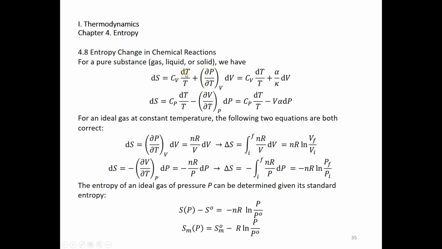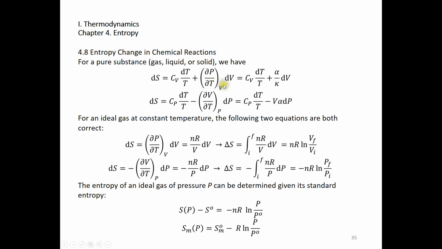When the temperature change and volume change are given, we can use either this equation or this equation. They are equivalent to each other. However, it's usually easier to use this first equation to calculate the entropy change for an ideal gas. We have Cv dT over T plus (∂P/∂T) at constant volume times dV. If we have an ideal gas, ∂P/∂T is simply nR over V, and we just need to integrate nR over V dV, and that's easy.